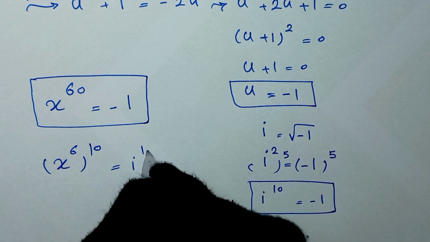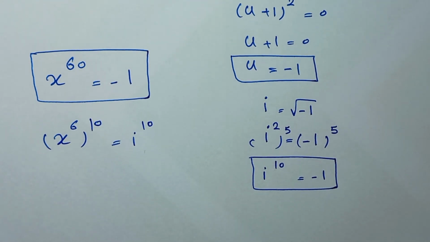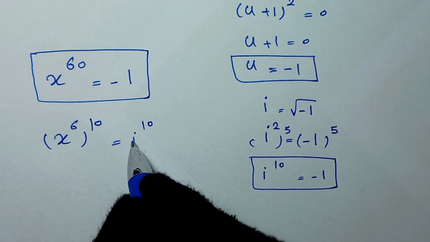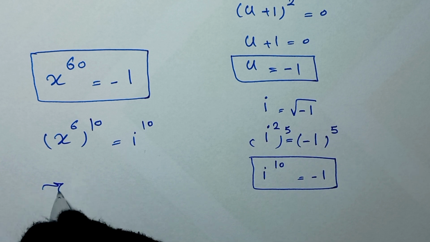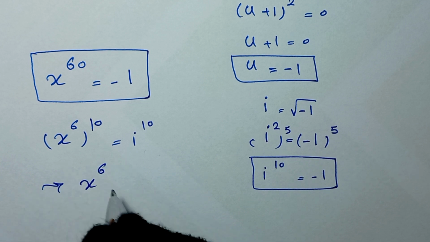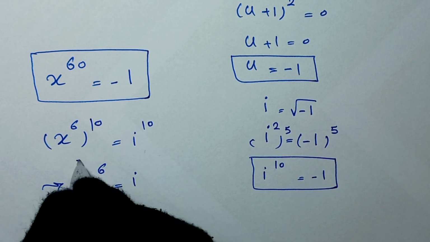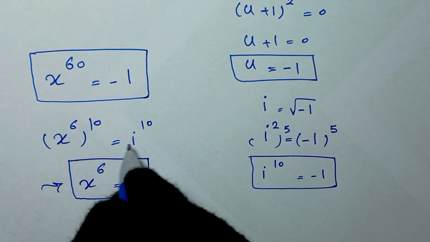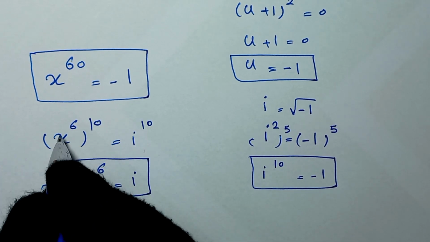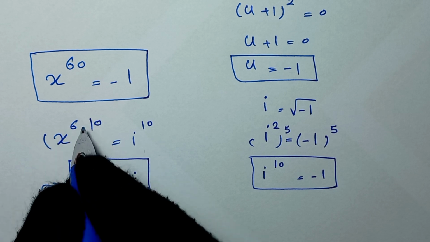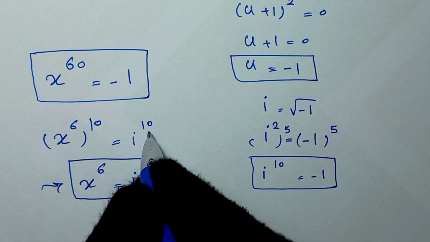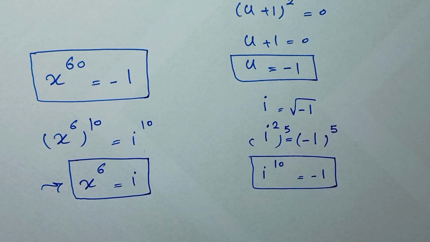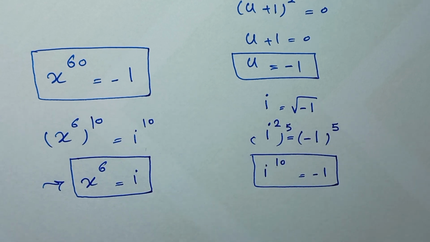So in here, we write this negative 1 as i to the power of 10. And from here, x to the power of 6 to the power of 10 is equal to i to the power of 10. In here, we raise both sides of this equation to the power of 1 over 10. So this to the power of 1 over 10 and this to the power of 1 over 10, it will be x to the power of 6 is equal to i.